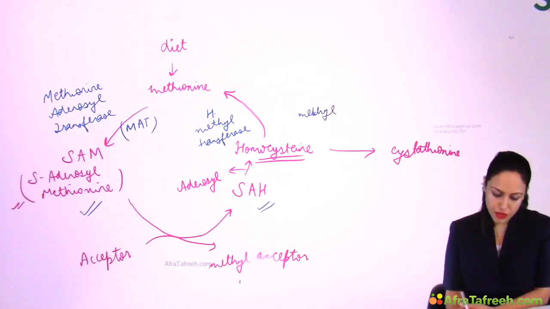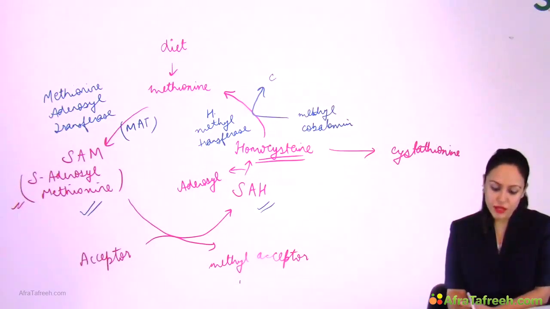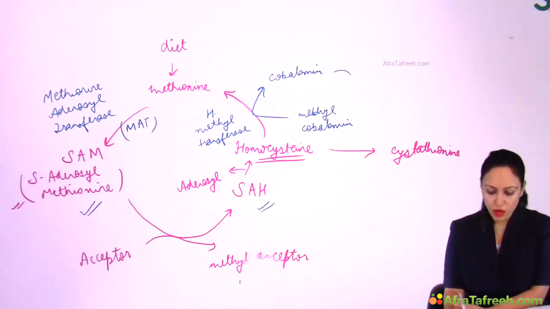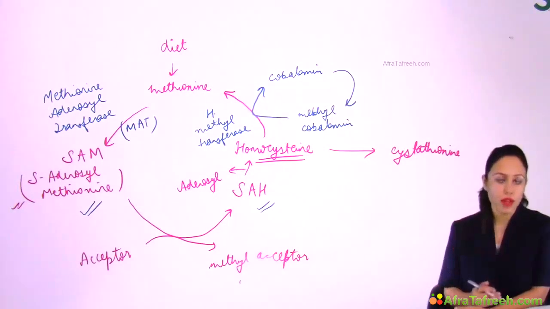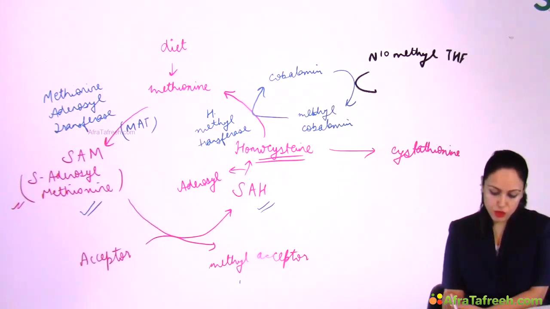So we have methylcobalamin, which will give this methyl group here, gets converted to cobalamin, and now we have to again replenish this methylcobalamin by adding methyl group again. Now here, who is the methyl donor? Here comes the role of tetrahydrofolate, and we have N10 methyl tetrahydrofolate, which is used here, giving rise to tetrahydrofolate.